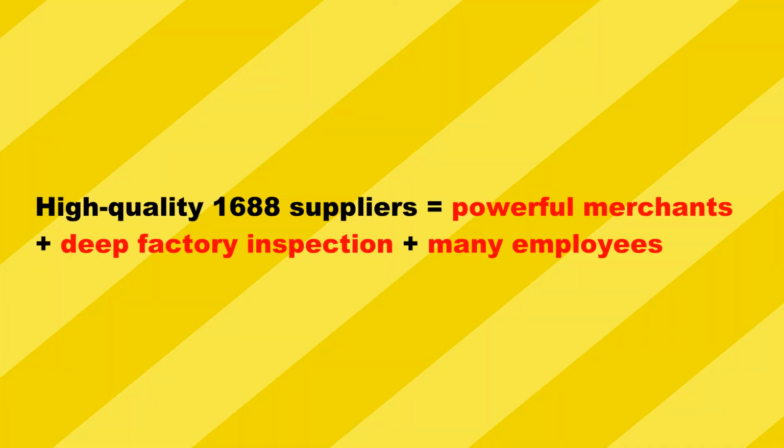Overall, the final conclusion we can give here is: high-quality 1688 suppliers equal powerful merchants plus in-depth factory inspection plus many employees.